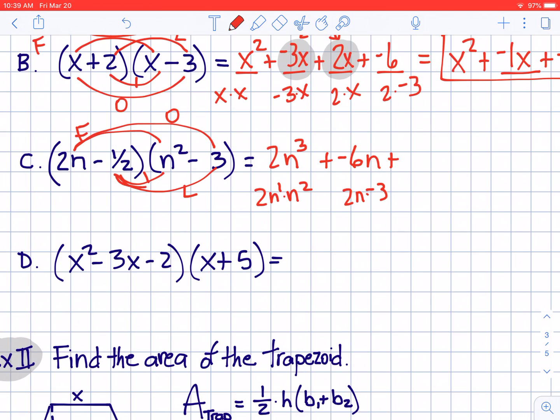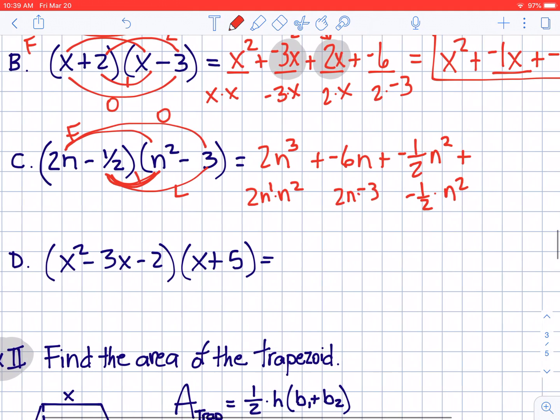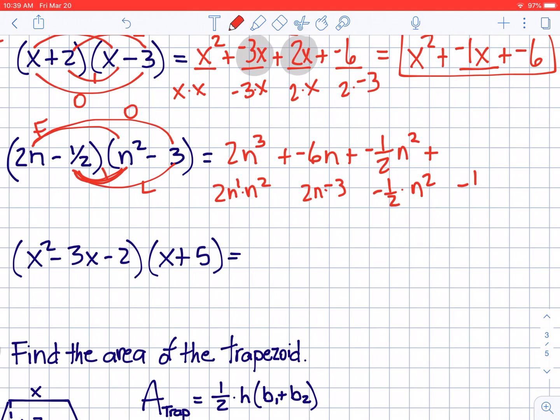Then I'm going to do my inside, so that would be the negative 1/2 times the n squared. And that is just negative 1/2 n squared. And my last is negative 1/2 times negative 3. And again, remembering that that's a ratio times a ratio, we multiply 1 times 3 and 2 times 1. Don't forget a negative times a negative is a positive, so we end up with 3/2.